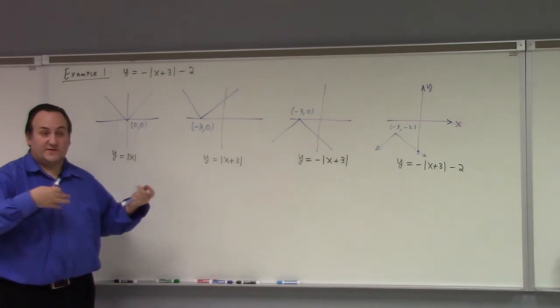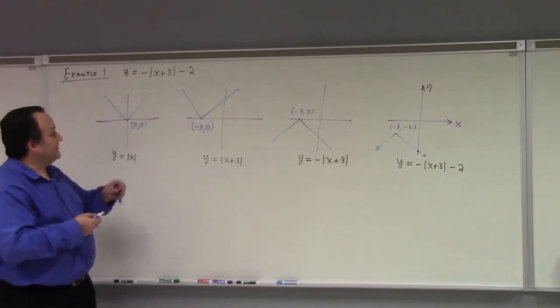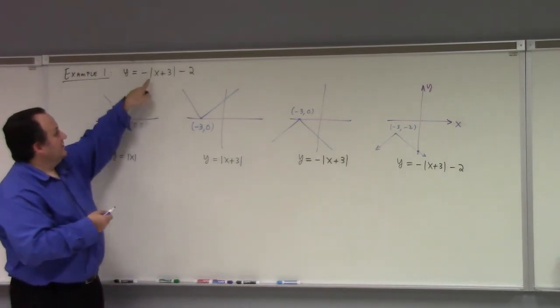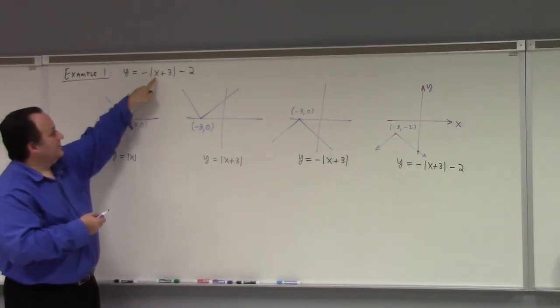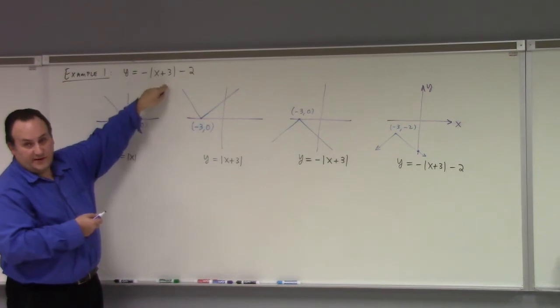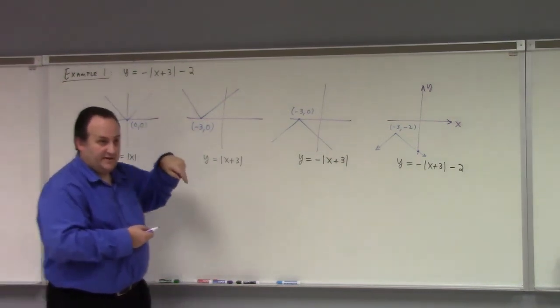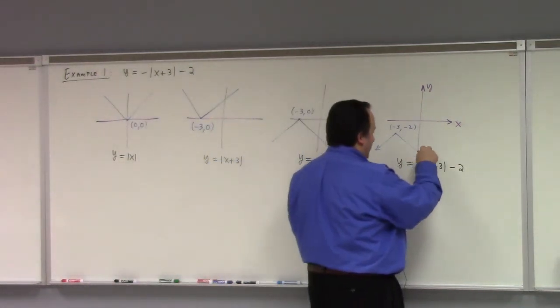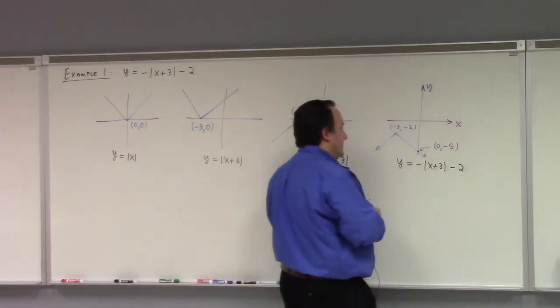Now we've got to go back to the first 20 minutes of class, basically. Plug in 0, that's going to be the y-intercept. What happens when you plug in 0 to the formula? You get 0 plus 3, absolute value of 3 is 3. So we get minus 3 minus 2, that's minus 5. So this point right here is (0, minus 5), for what it's worth.